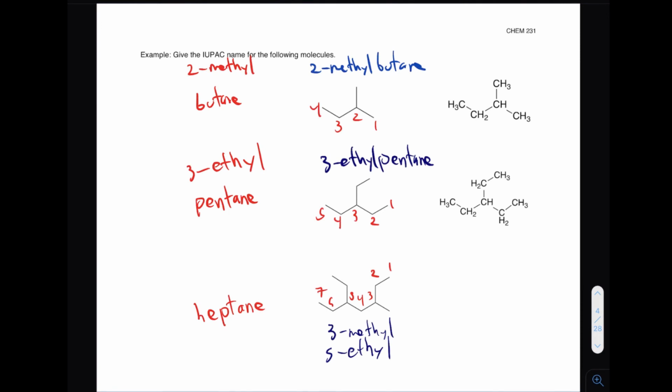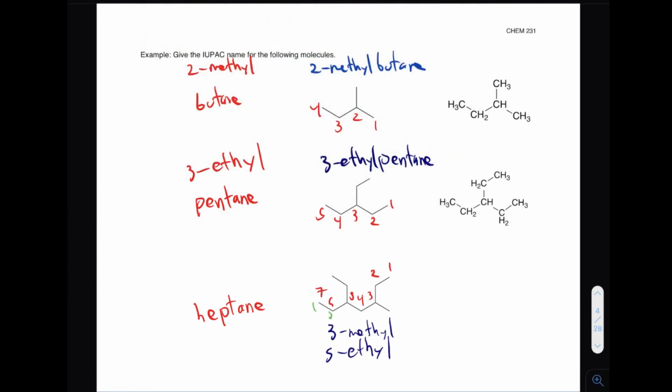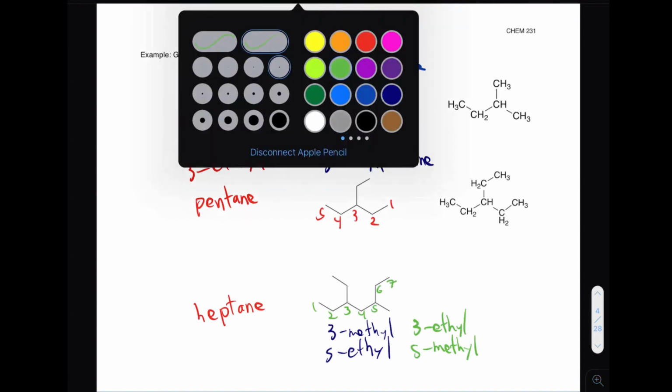Because you can see we could number it the other way, right? We could do 1, 2. Actually, let me do this in a different color here. We do 1, 2, 3, 4, 5, 6, 7, right? And that would kind of switch the positions down here, right? Instead, we would have 3-ethyl and 5-methyl. Okay. And the reason why we want to do this, I'm actually going to erase this up top and do it in a different color so it's clear what I'm referring to.